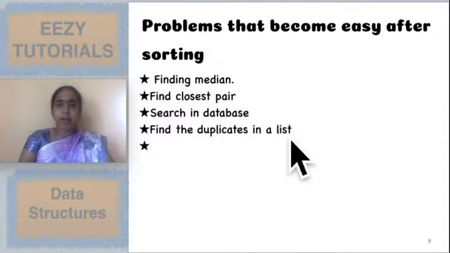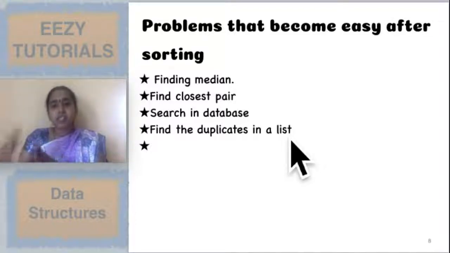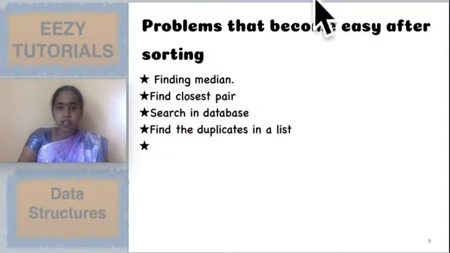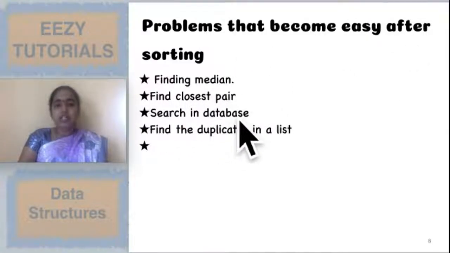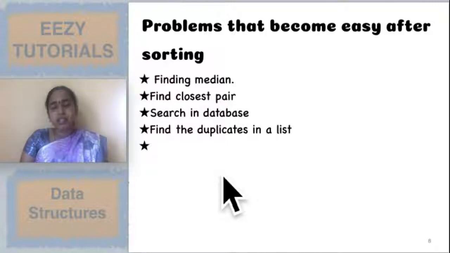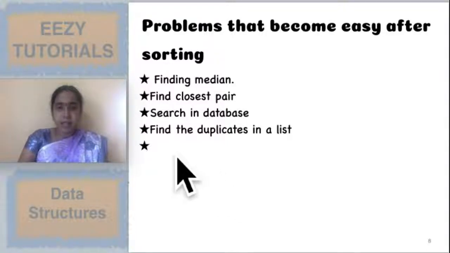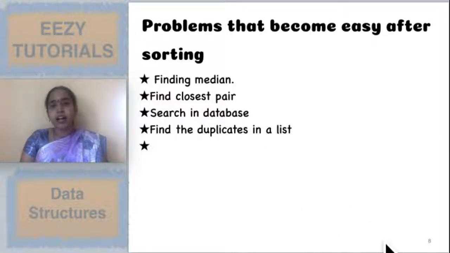In the same way, closest pair. If you are taking the next closest number or previous closest number, you have to pair them. For those problems also, sorting is mandatory. Then searching in a database: if you are keeping your database in sorted order, then searching becomes easy. And finding duplicates in a list: only if it is in sorted order can you find whether duplicates are present or not. In a big list, if you are given one number and you check whether a duplicate is present, it is easy. In the entire list, if you want to remove duplicates, sorting has to be done.